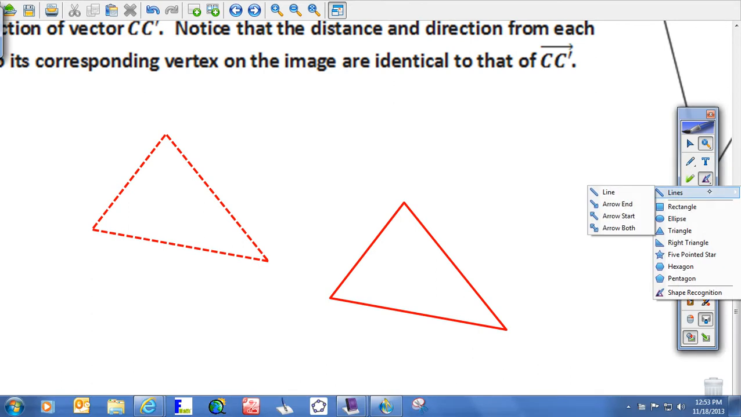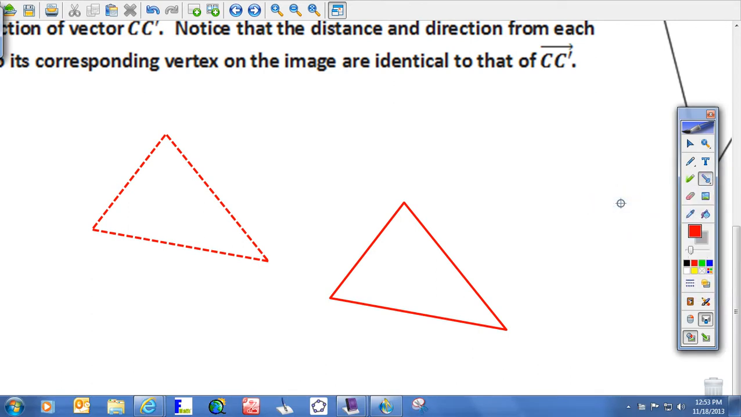So the vector tells me which direction I'm moving it into, and then how far I'm moving it in that direction. So we talked about the solid shape being the pre-image. So here is our pre-image. Our image is on the left. The vectors are always rays, so they have one endpoint and then the other end goes on forever. And the endpoint of the vector is at the location of the pre-image.